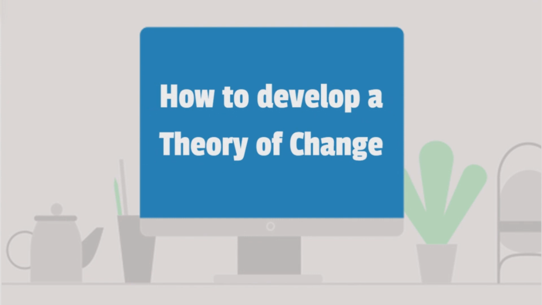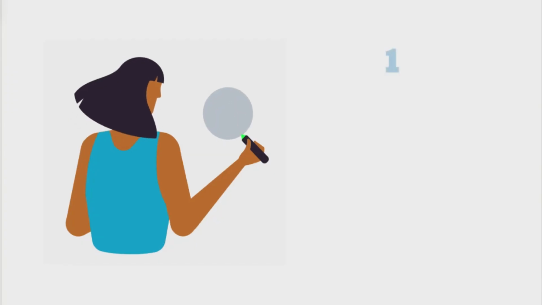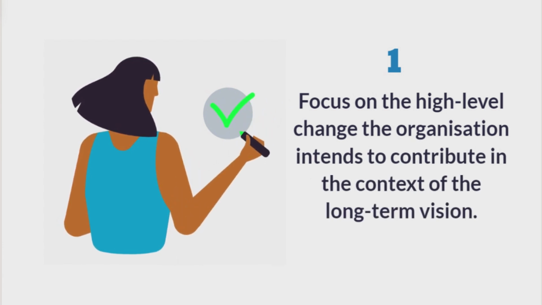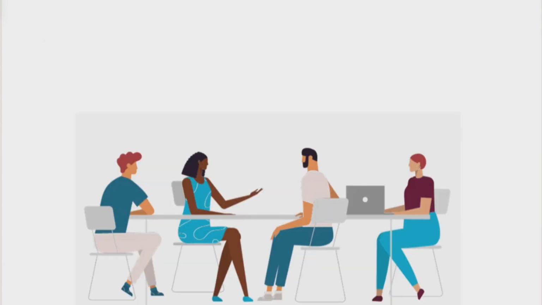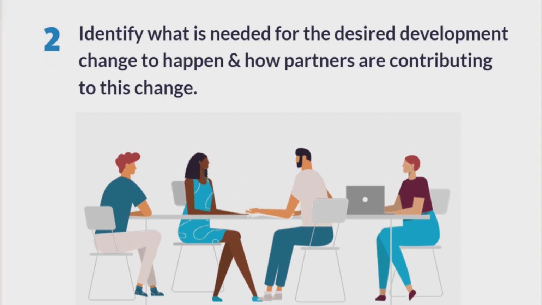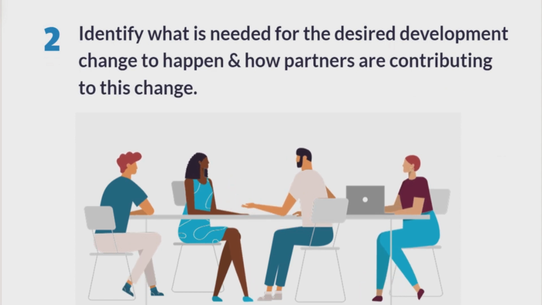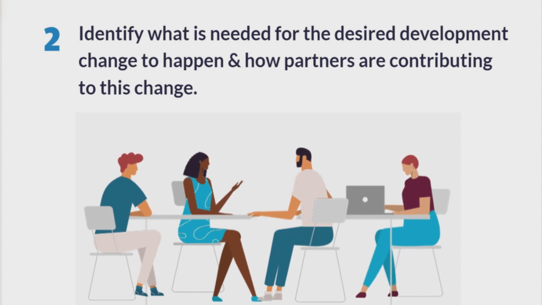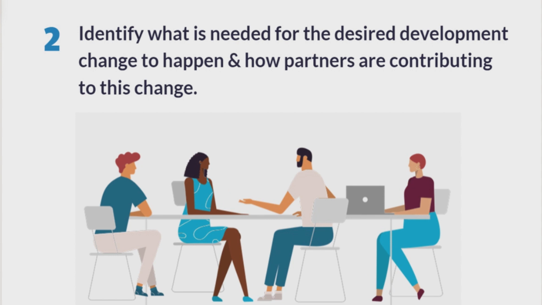Next, there are key steps you can follow to develop a theory of change. Focus on the high-level change the organization intends to achieve. Does the intended goal align with the organization's overall vision, strategy, or mission? Identify what is needed for the desired change to happen, informed by evidence and how partners are contributing to this change. This process should be iterative, consultative, and informed by observations and evaluations.